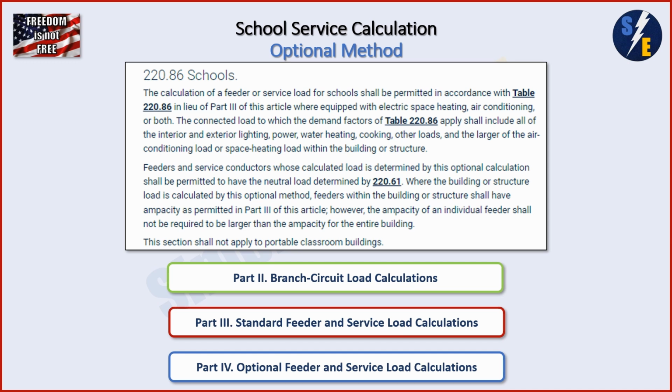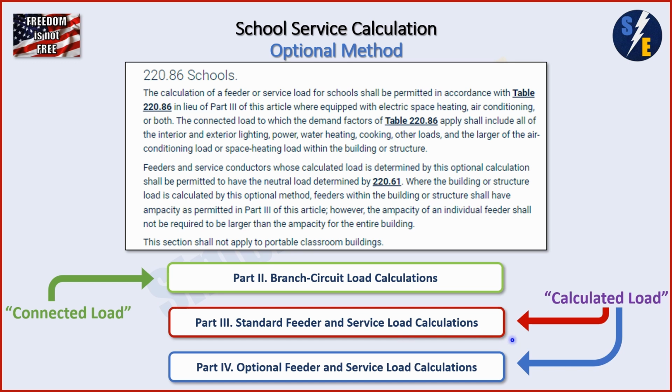So I'm going to try to make this a little bit clearer. There are 2 different types of loads that are considered in Article 220. You've got your connected load and you have your calculated load. Now your connected load is this part 2, the branch circuit load calculations. That is the actual connected circuits to the service. But then when you have your demand factors and you calculate your demand factors, they call that the calculated load. And you can do that using either part 3 or part 4, either the standard or the optional method. So you have your connected load, which is your branch circuits, and then your calculated load, which are your feeder demand factors applied to that connected load.